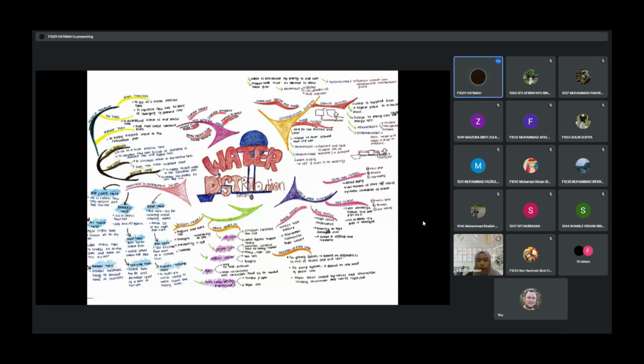In this chapter, we have distribution system, which is combined gravity and pump system. The next subtopic is type of water distribution. We have 4 systems, which is dead end system, grid system, ring system, and radial system. The next one, piping material, selection factors, selection of pipe size, and then component in distribution system.